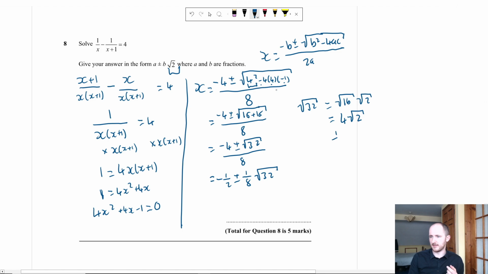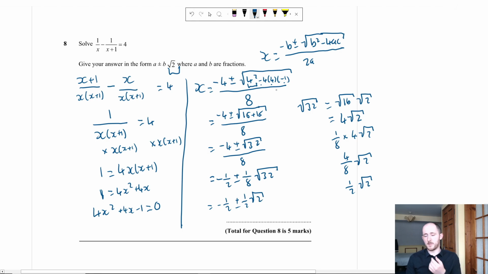So if I do an eighth times 4 root 2, that gives me 4 over 8 root 2, which of course is just a half root 2. So that gives me minus a half plus minus a half root 2. 5 marker, not too long, but it is a bit tedious. And yeah, that is the final answer for that one, okay? So always reference what the answer should look like in order to get the right method for that.